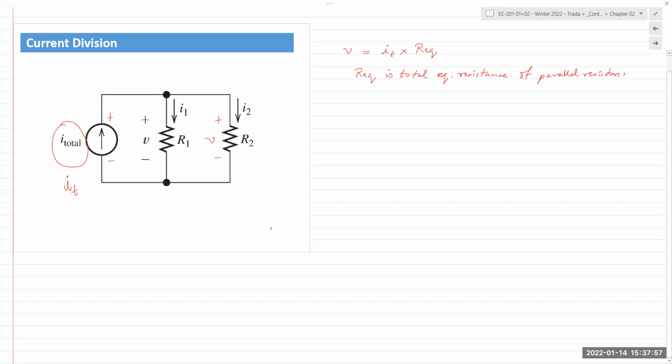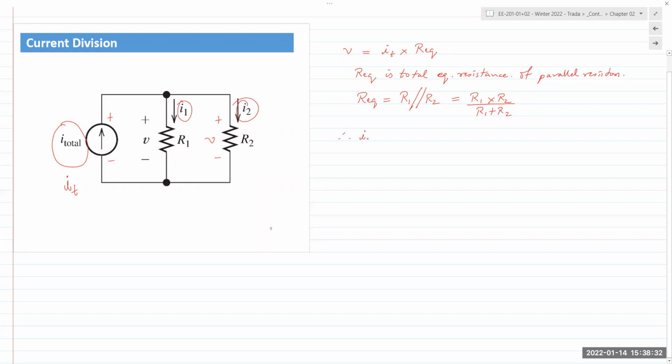All right. So in this case, it's a simple circuit. We have two resistors, R1 and R2. So Req is given by the parallel combination of R1 and R2. And when you have two resistors in parallel, it's simply given by the product of the two, R1 R2, divided by the sum of the two, R1 plus R2. All right. Anyway, once you have the voltage, you can now apply Ohm's law to find I1 and I2.